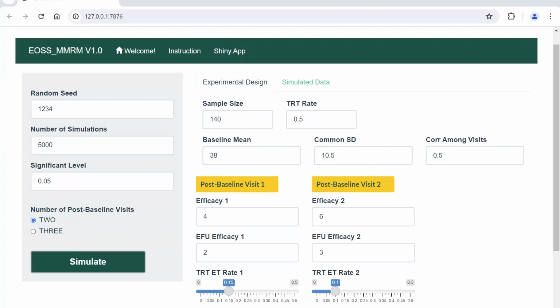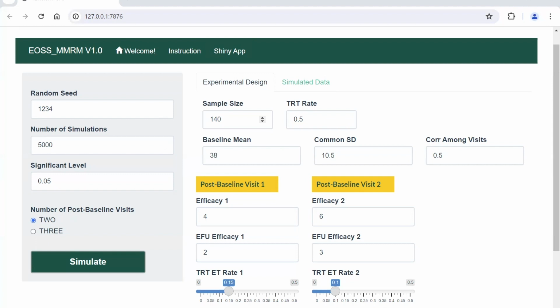In step 1, we set a random seed. In step 2, enter the number of simulations. A number between 5,000 and 10,000 is recommended to obtain stable simulation results. In step 3, enter the two-sided significance level. In step 4, enter the total sample size of each trial data. This is the total number of subjects planned to be randomized.